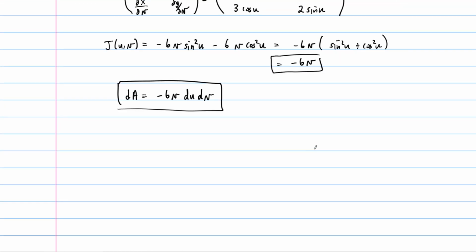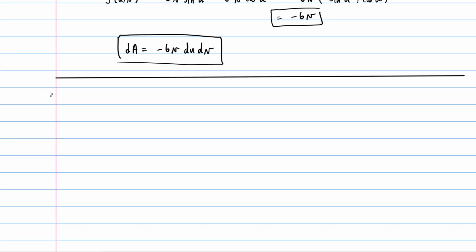All right, so let's take a look at another example now, where we actually want to use a transformation to compute something. So this is going to be item number 4 for us. We want to evaluate the following integral. It's going to be the double integral over R of e to the power (x plus y) over (x minus y) times dA, where R is a trapezoid.